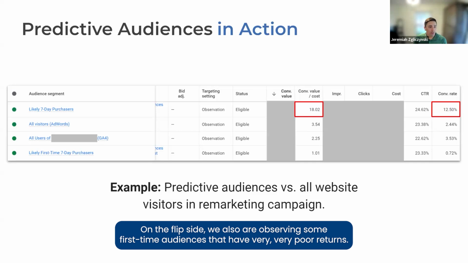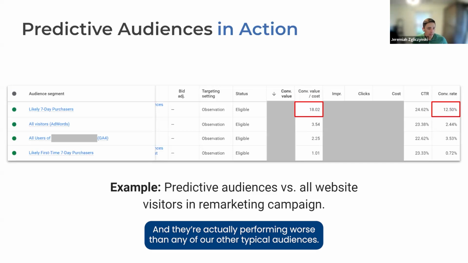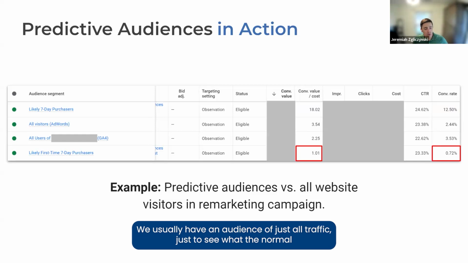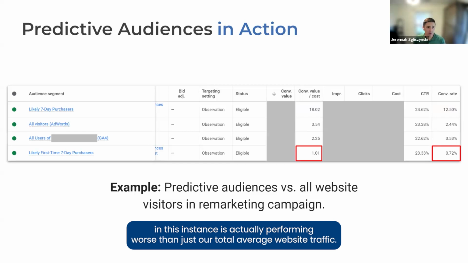On the flip side, we also are observing some first-time audiences that have very, very poor returns. So just a 1x ROAS, less than a percentage in conversion rate. And they're actually performing worse than any of our other typical audiences. We usually have an audience of just all traffic just to see what the normal conversion rate is, what the normal ROAS is. And the likely first-time purchasers in this instance is actually performing worse than just our total average website traffic.